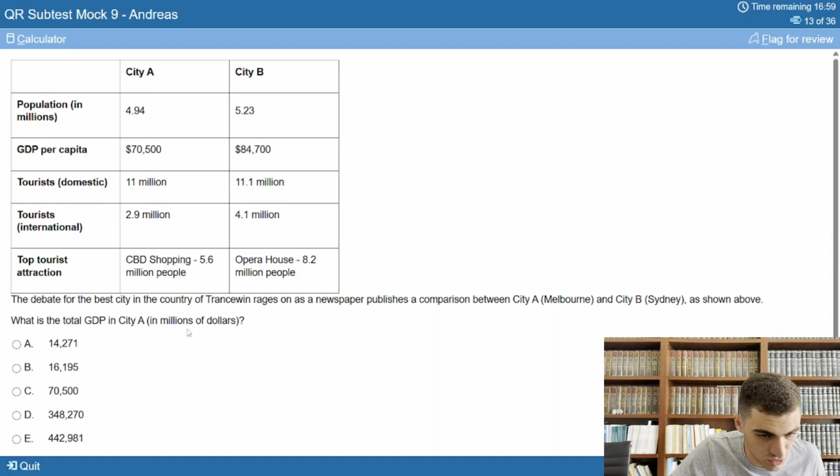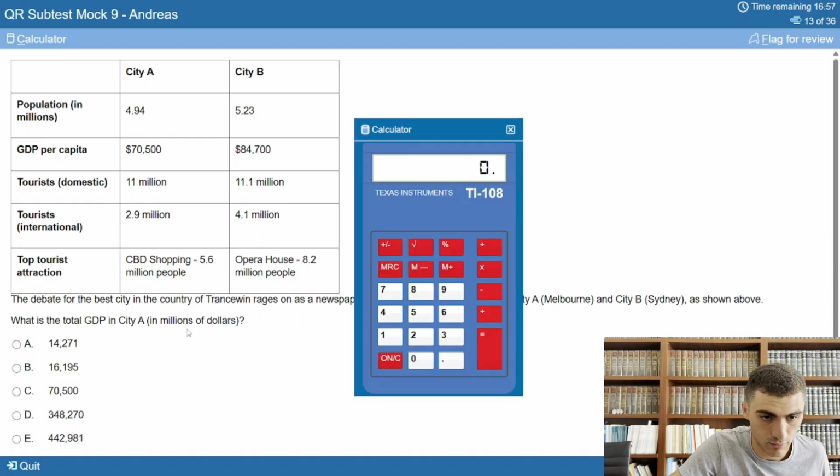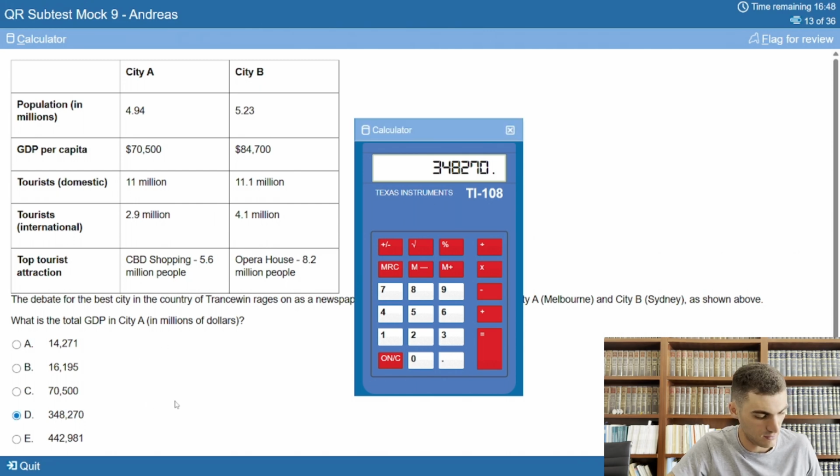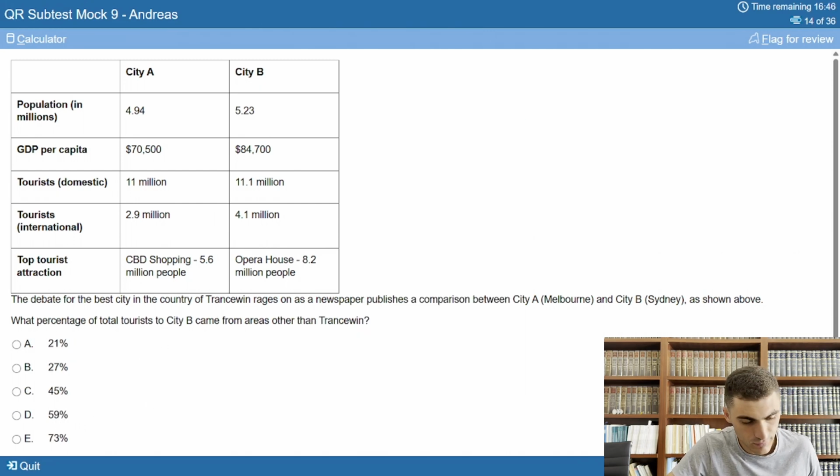What is the total GDP in CTA? Okay, so I'm gonna do 4.94 times 7. Yeah, 348. Okay, so it's D. 13 is D.